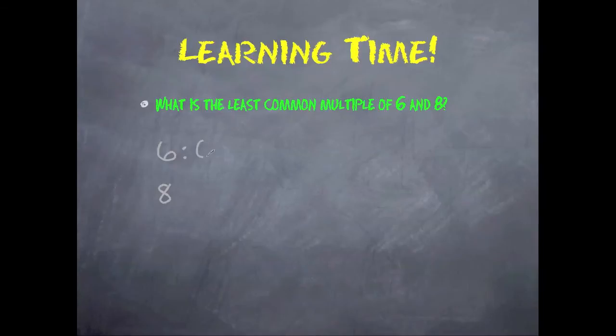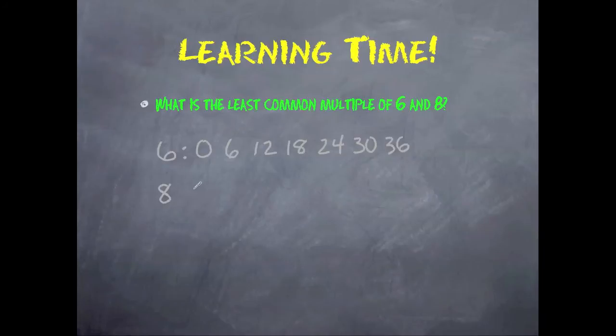6 times 0 is 0. 6 times 1 is 6. 6 times 2 is 12. 6 times 3 is 18. 6 times 4 is 24. 6 times 5 is 30. And 6 times 6 is 36.